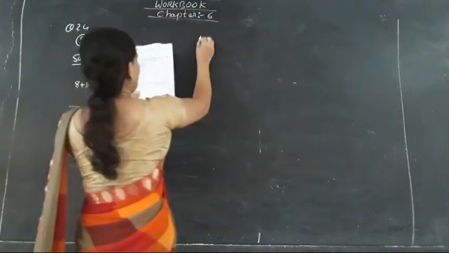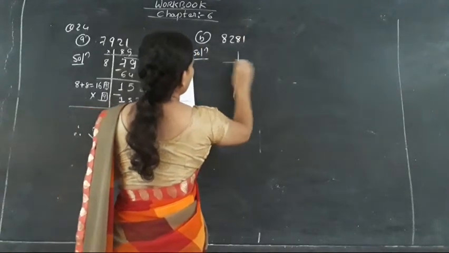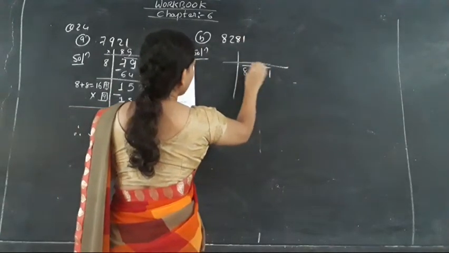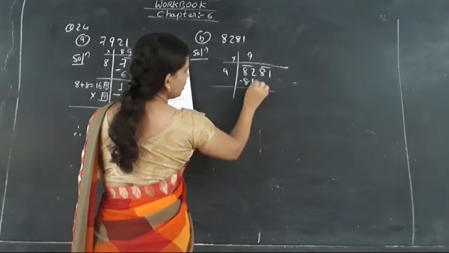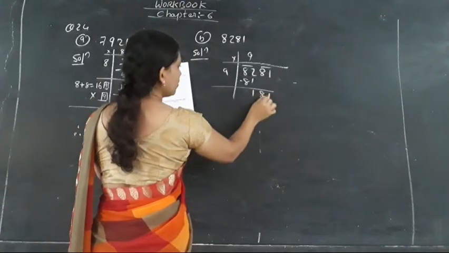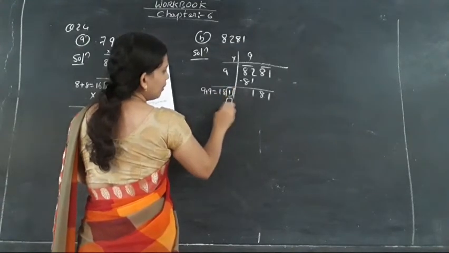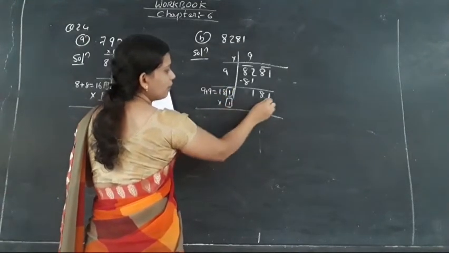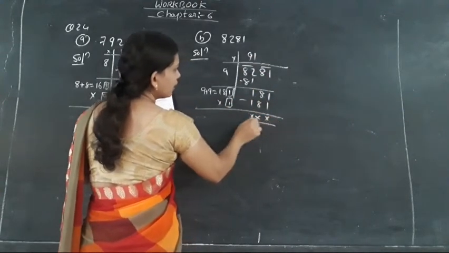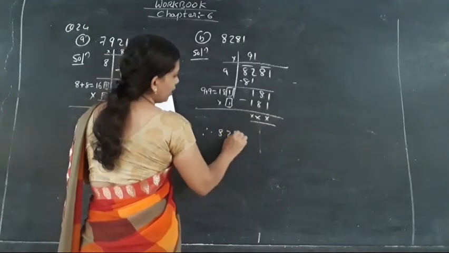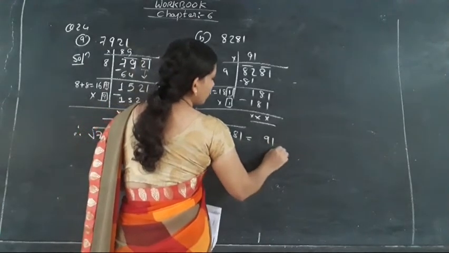Similarly, in the B part we are having 8281. So for 8281 you have to use the long division method, making pairs of the digits. So 9 into 9 will be 81, isn't it? Subtracting it, 1 will remain. Taking the next pair down, 9 plus 9 will become 18. So 18 by the number, what should be multiplied to become 181? It will be 1 itself. Subtracting that, you will get the required answer: the square root of 8281 is equal to 91.